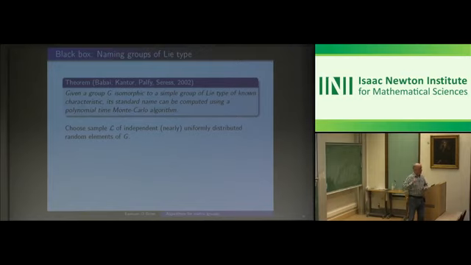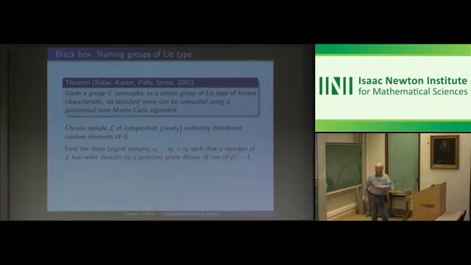You're choosing a sample of nearly uniformly distributed random elements, and what you're doing is reading off PPD information from them. You're finding the three largest integers, these e_i, such that a member of the sample has order divisible by a primitive prime divisor of one of these. From this, you can deduce so-called Artin invariants, which are sufficient to tell you that within this group G, you've got some copy of SL(4,5), PSL(4,5), PSU(6,7), etc. sits inside of G. And then these three values typically determine G in the name.